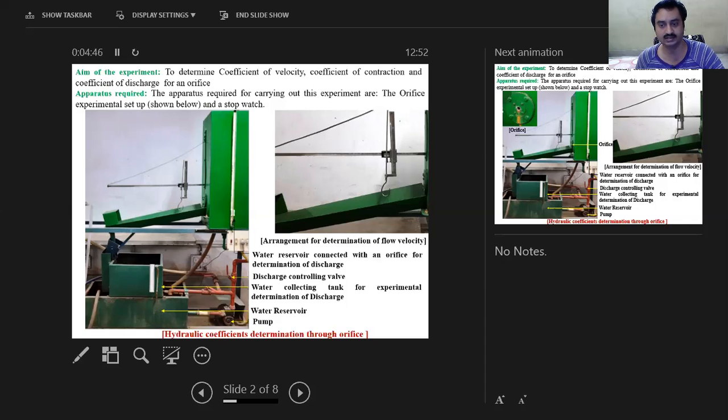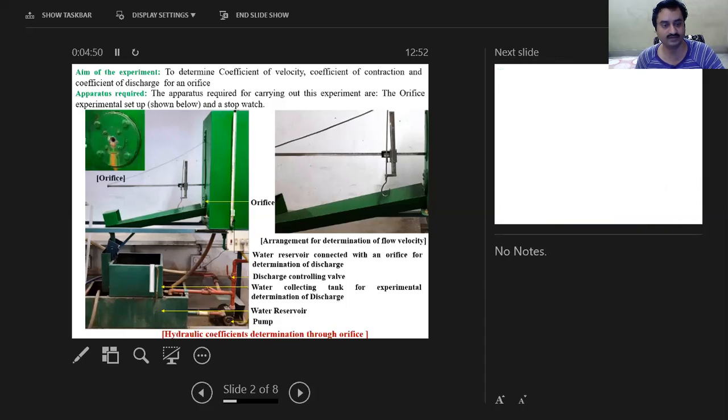We'll discuss in detail about this particular setup. Now the major thing is that there is an orifice over here, which I've tried to show you. This is the shape of the orifice. A plate with a hole. It's very simple in construction as compared to the construction of a venturimeter.